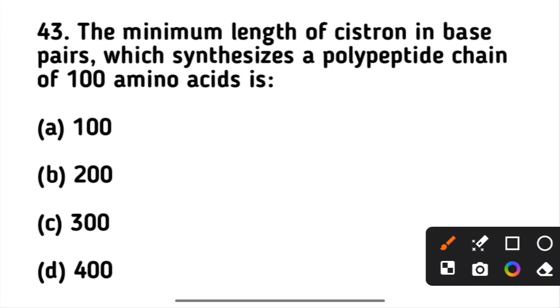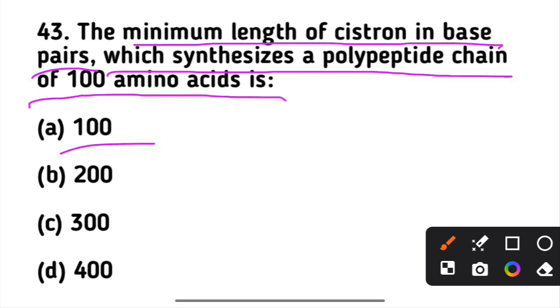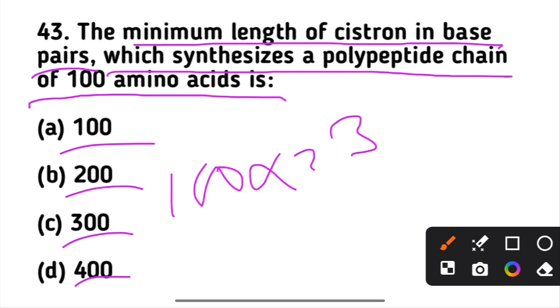Next, the minimum length of cistron in base pairs which synthesizes a polypeptide chain of 100 amino acids is 100, 200, 300, 400. Each codon is made up of 3 nucleotides, so this will be 100 into 3 equals 300.